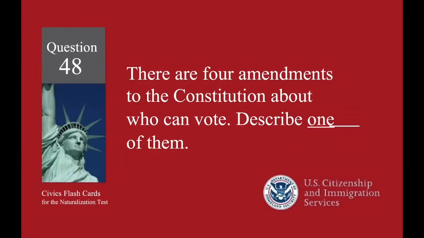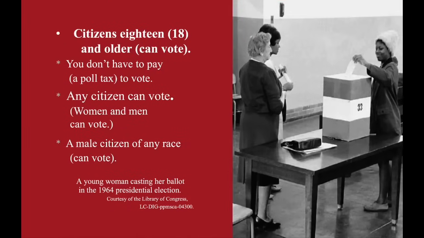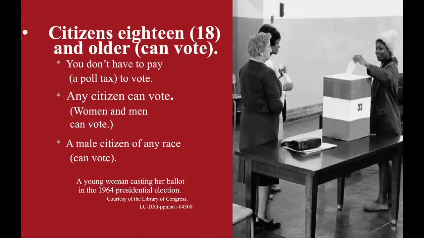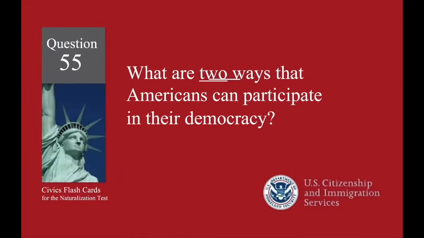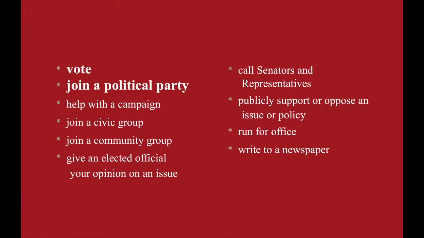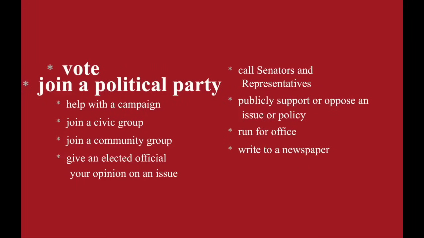There are 4 amendments to the Constitution about who can vote. Describe one of them. Citizens 18 and older can vote. What are 2 ways that Americans can participate in their democracy? To vote and to join a political party.